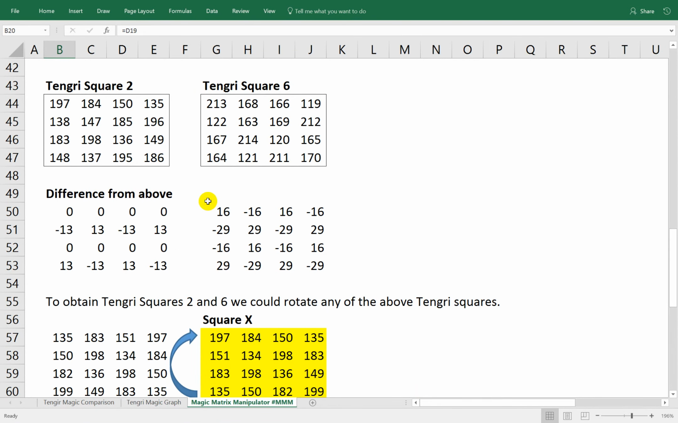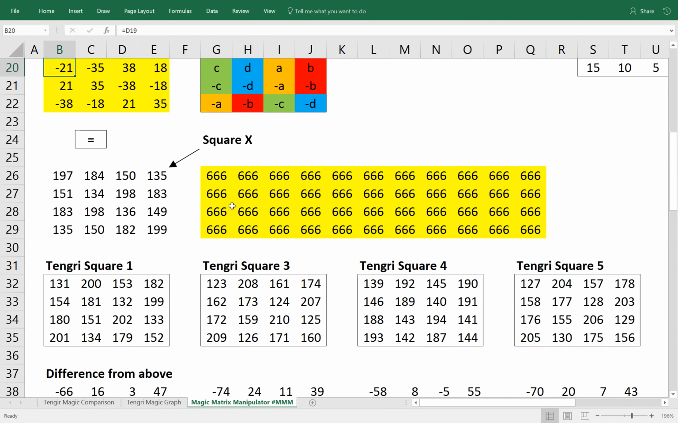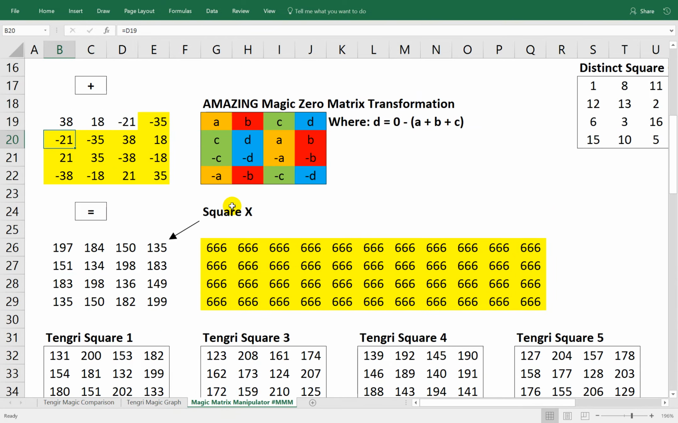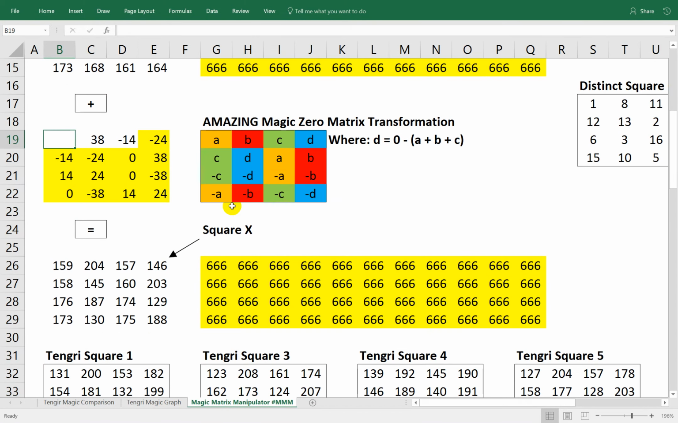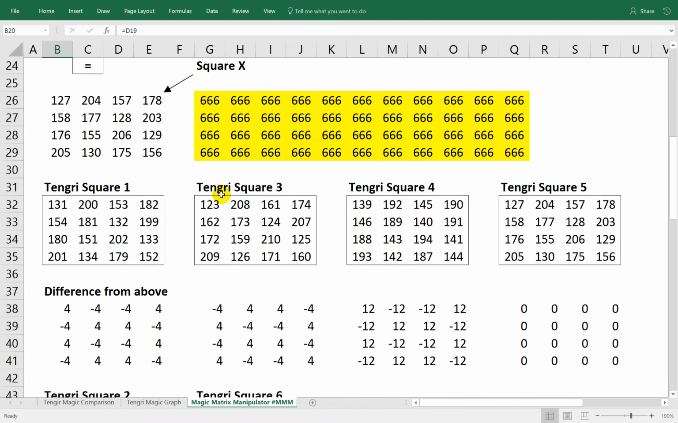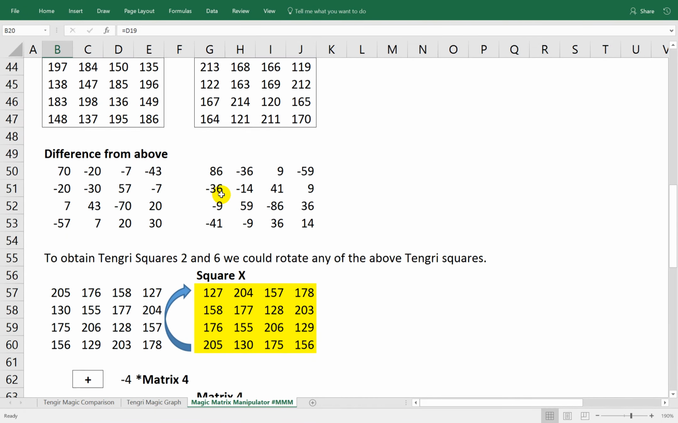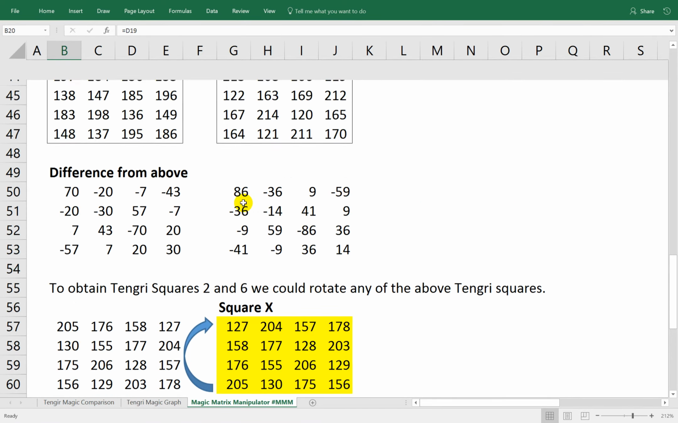So we can't get it from that matrix alone. What we can do is, all we need to do is get any of these Tengri squares. So let's just get these. So here I've gone backwards like this, put a y. Yeah, here, so I just added those numbers again to get the Tengri square 5, and then what I've done over here, so now to obtain Tengri squares 2 and 6, we could rotate any of the above Tengri squares, and here is the square x.